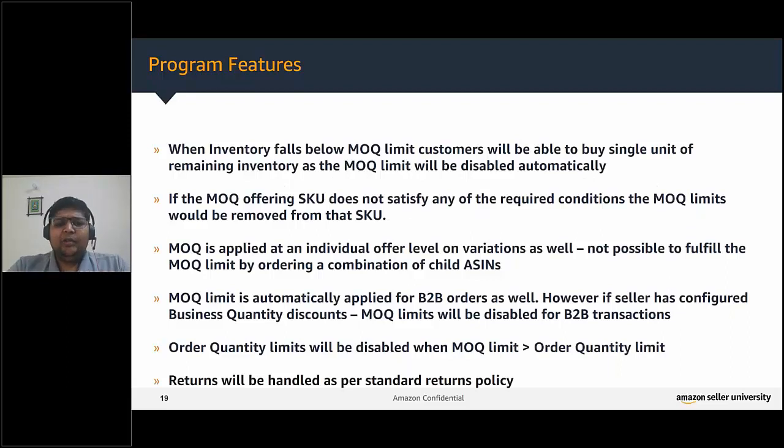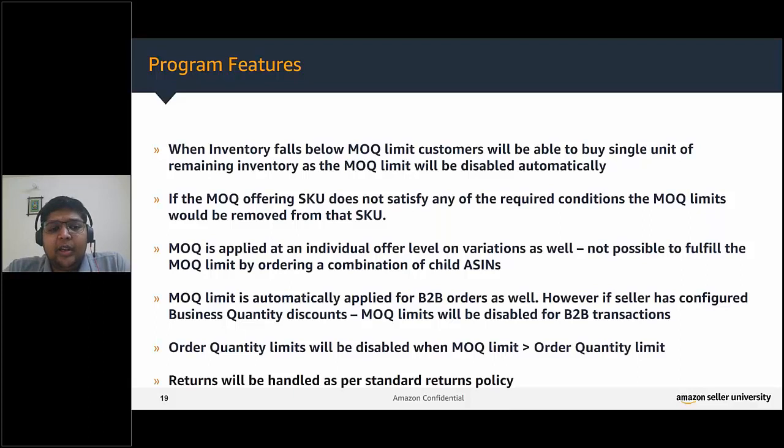I'll just give you a very brief overview of some program features as well. Say you have set up an MOQ of 2 and your inventory has fallen below 2. Your MOQ limit will be disabled so that you don't lose any sales, and customers will be able to buy below the MOQ limit. So if your MOQ limit is 3 and your stock has become 2, customers would be able to buy the last 2 units even without the MOQ limit. This is so that you don't lose sales.